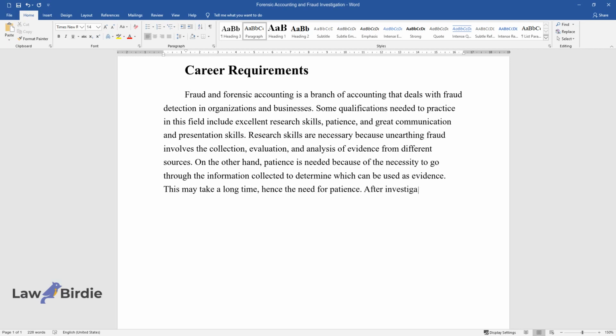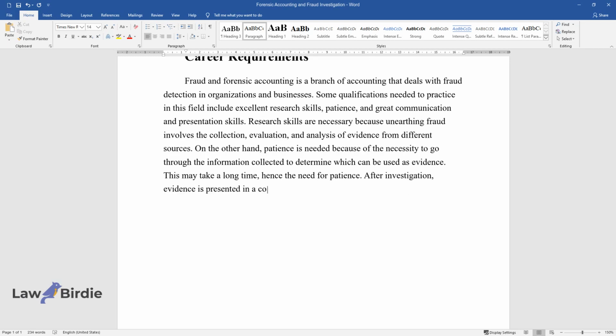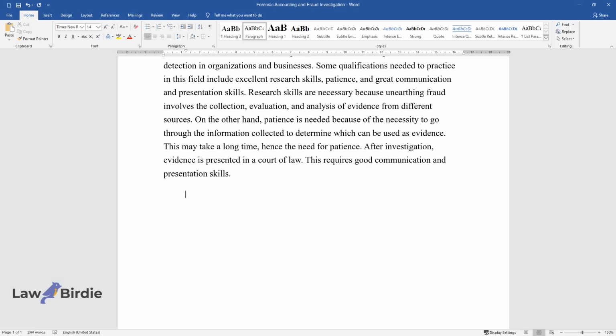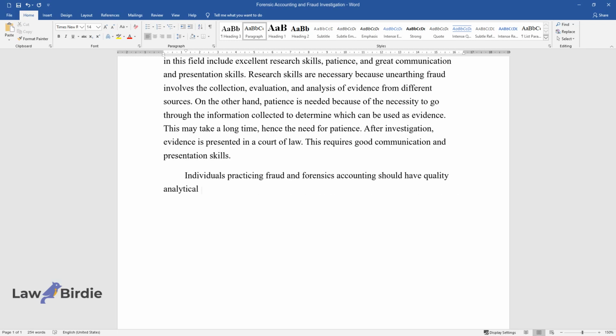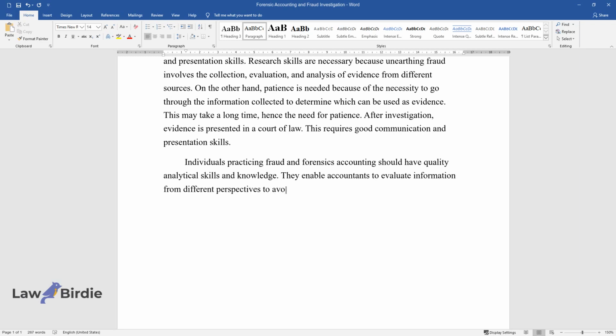After investigation, evidence is presented in a court of law. This requires good communication and presentation skills. Individuals practicing fraud and forensics accounting should have quality analytical skills and knowledge. They enable accountants to evaluate information from different perspectives to avoid biases that may lead to wrong judgments.